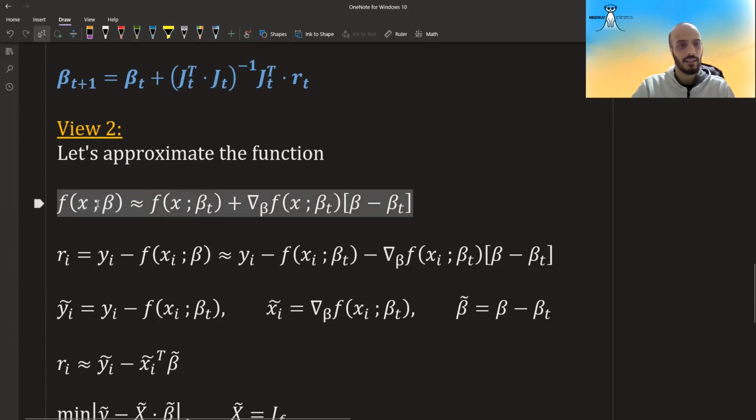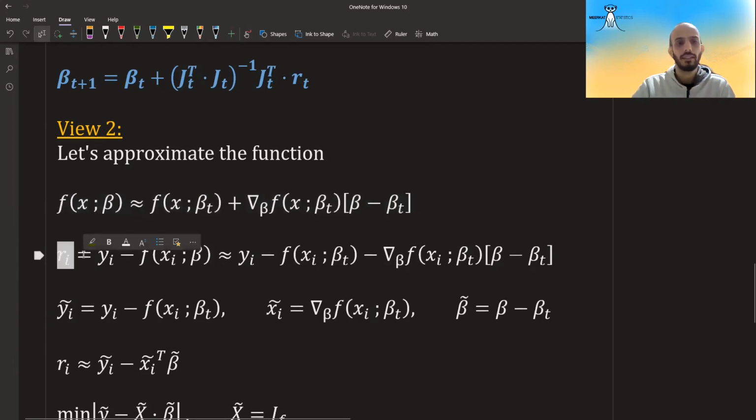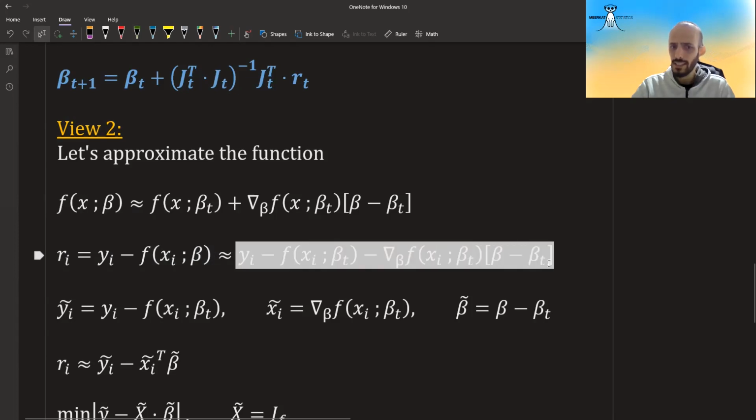Okay, so what we will get is that the function is approximately the function at the location of the current known coefficients, plus the derivative at the current known coefficients, times the real betas minus the current known coefficients. Okay, so we can also approximate the residuals. So the residuals is this. So instead of this, let's put the first order approximation, and we will get this.